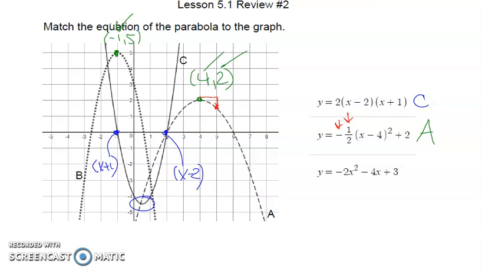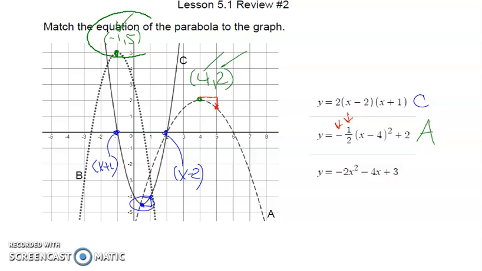The A value is 2, and that's a little hard to describe because we don't necessarily know where we're starting at. But if I go over 1 and I go up, again, it's really hard to know whether or not we have a correct A value there. But we definitely have the right factors, x minus 2 and x plus 1.